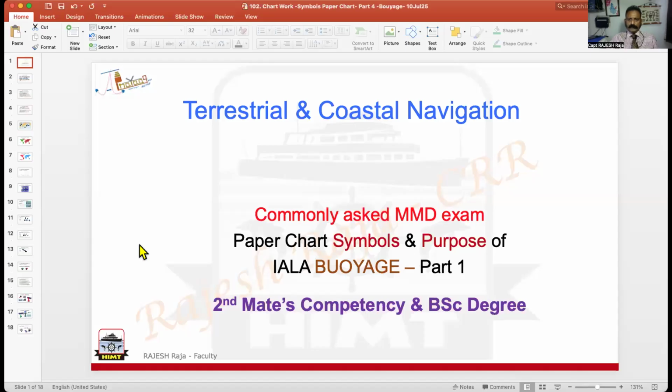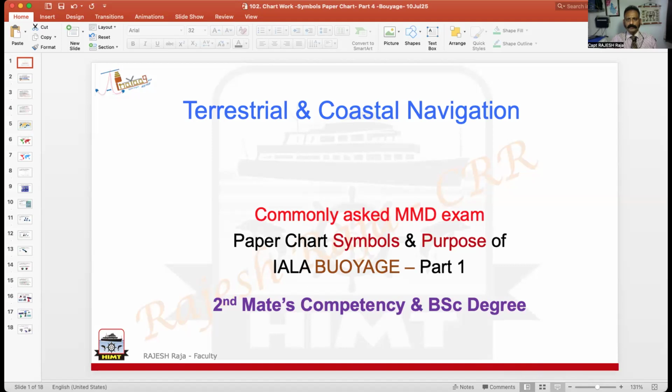I'm going to continue on the chart symbols again. I was actually planning to go for passage plan, but let me finish off this chart symbols. I'm going to take on Buoyage today. So it's IALA Buoyage. You can see the title.